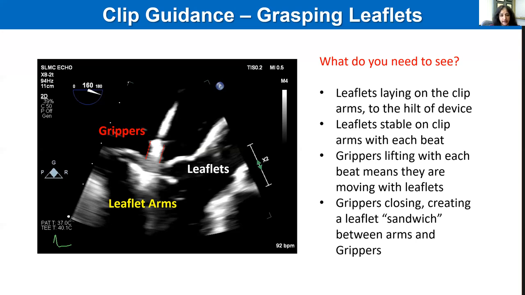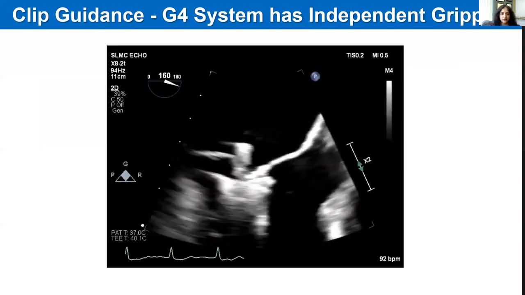The grippers then come down either simultaneously or individually. And when you see the grippers moving up and down, you know that the grippers are moving with the leaflets and therefore they have the leaflets. You then close the grippers fully. You create a leaflet sandwich between the arms and the grippers. And this is what it looks like.